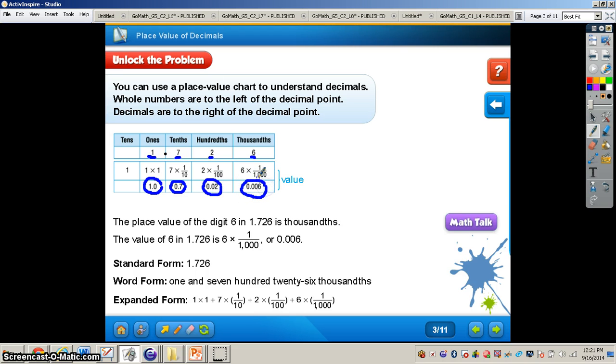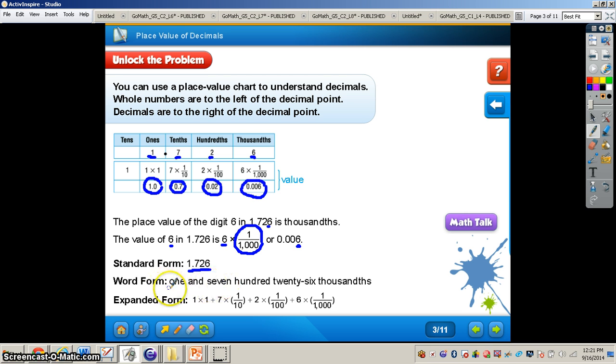representing 6/1000ths. Now we can see that the place value of the digit 6 in 1.726 is in the thousandths place. The value of the 6 in 1.726 is 6 times 1/1000th, or 0.006, written just like this. Now in standard form, it's just written just like that, 1.726.